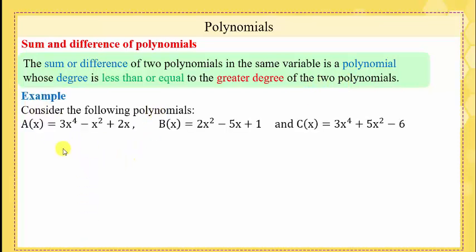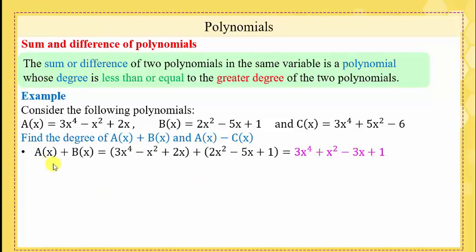Consider the following polynomials: A(x), B(x), and C(x). Find the degree of A(x) + B(x) and A(x) - C(x). A(x) + B(x) equals (3x^4 - x^2 + 2x), which is the polynomial A(x), plus (2x^2 - 5x + 1), which is the polynomial B(x).